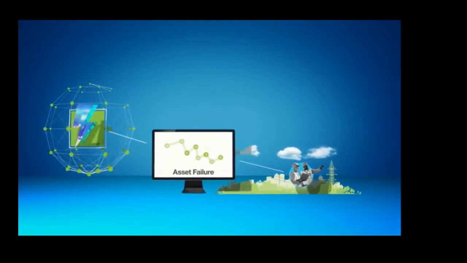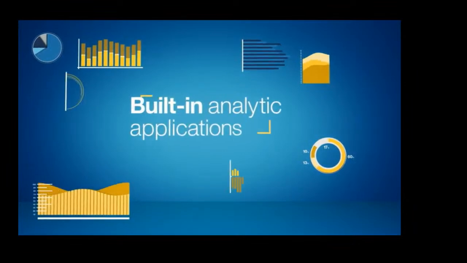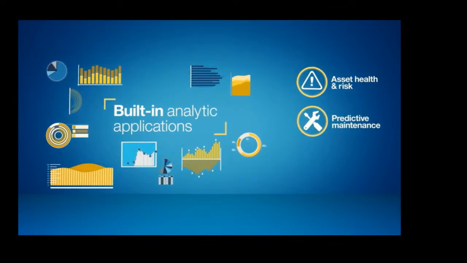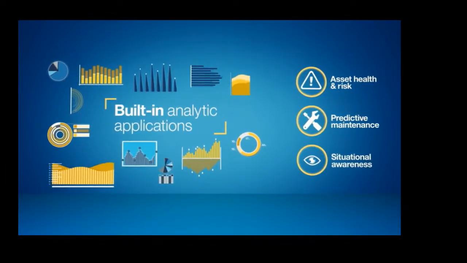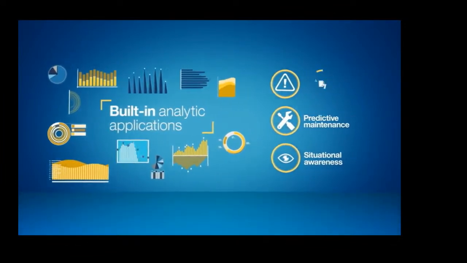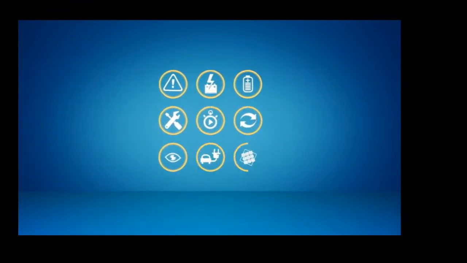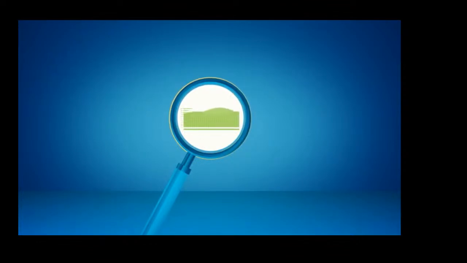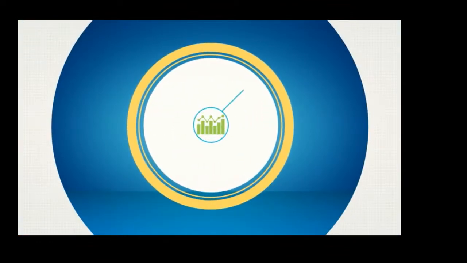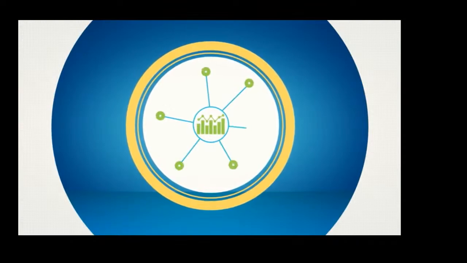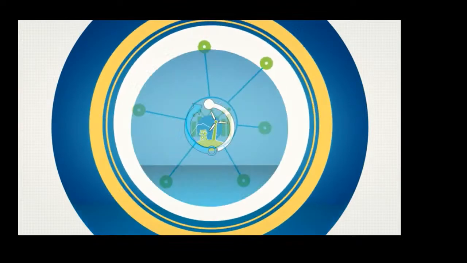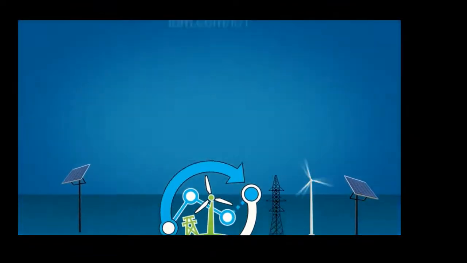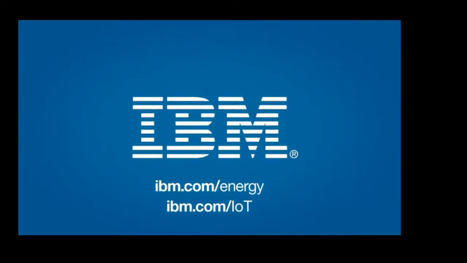IBM IoT for Energy and Utilities delivers built-in analytic applications, including asset health and risk, predictive maintenance, and situational awareness. And it provides the capability for energy and utility companies to customize and combine additional analytic algorithms. The result is a single view of analytics across the enterprise and a foundation for an advanced analytics roadmap to enrich business outcomes. The IBM IoT for Energy and Utilities solution can turn your business challenges into valuable opportunities.